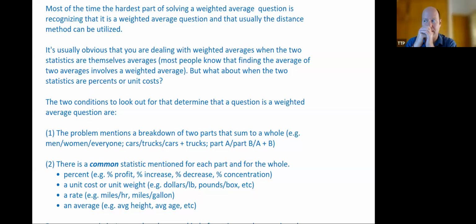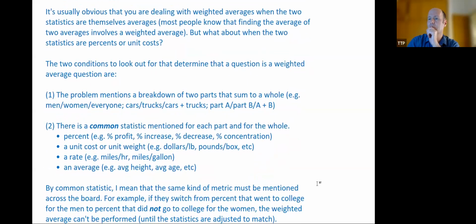You can have a percent increase, a percent decrease, a percent concentration. It can be a unit cost or unit weight. It can even be a rate. Okay, although average rate questions, which are weighted averages, tend to be solvable using another method, total distance over total time. And usually those questions lend themselves a little bit more readily to that solution rather than to what I'm showing you. If it comes in a package that the weighted average solution works, then it's great, but they often don't. Okay.